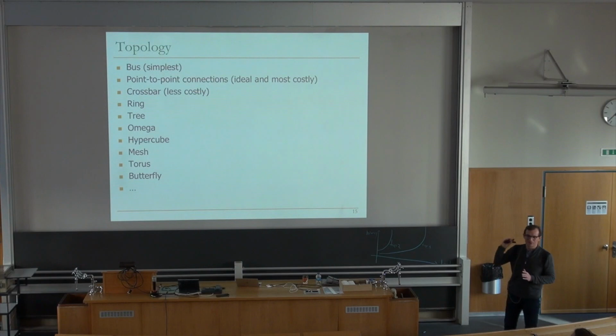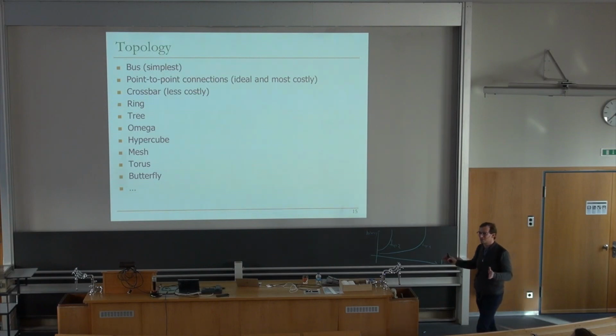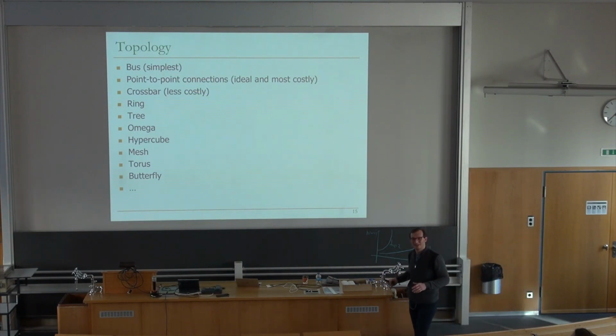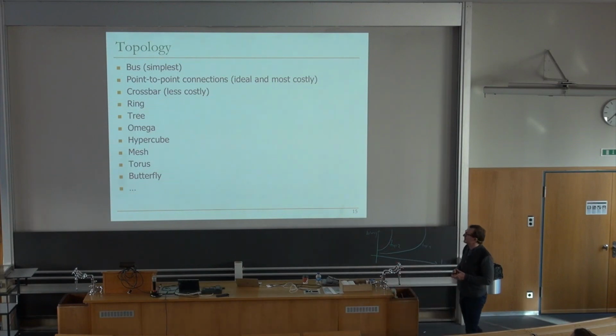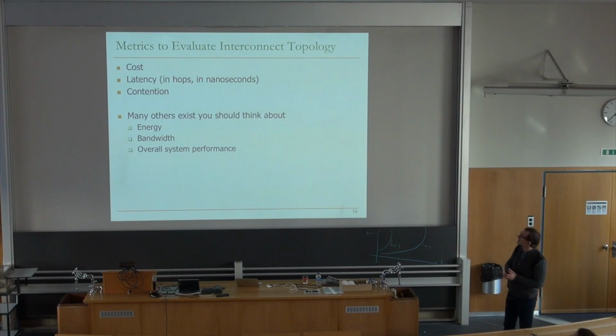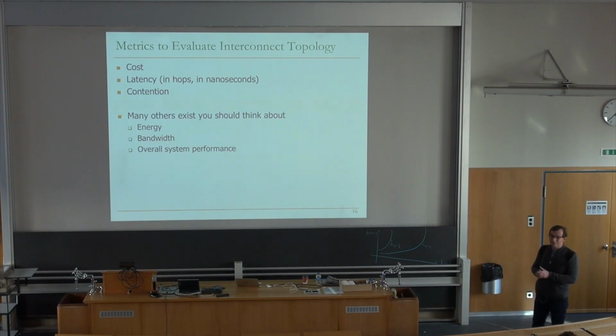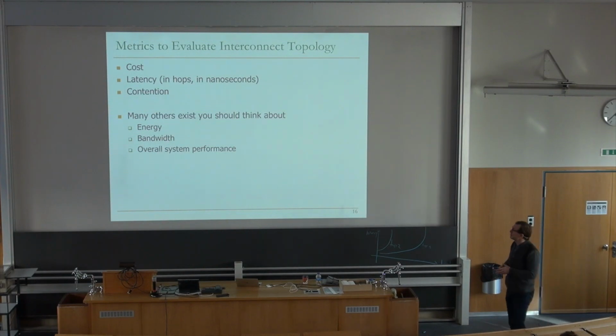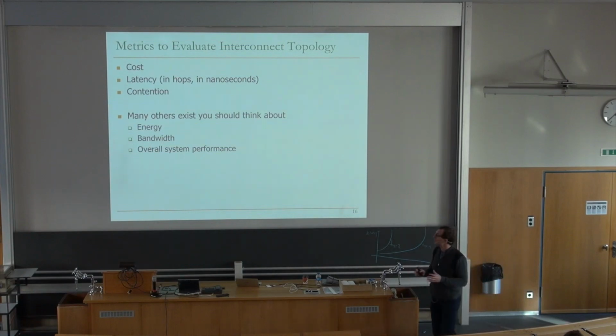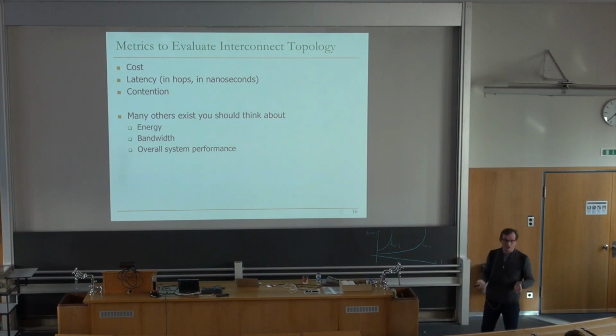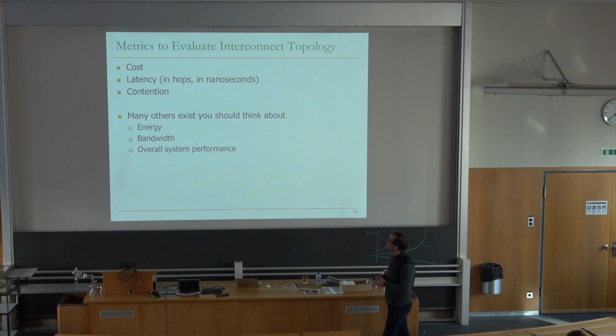So let's see. There are a bunch of topologies that are proposed. It's impossible to cover all possible topologies that are out there. Some of them are more complicated than others. But they have all different properties. And they all affect your performance. So let's talk about some metrics to evaluate interconnection network topology. We're going to focus on topology first. So cost is important. Cost is affected by how many switches you have, how many wires you have, for example. Latency in hops or in nanoseconds.